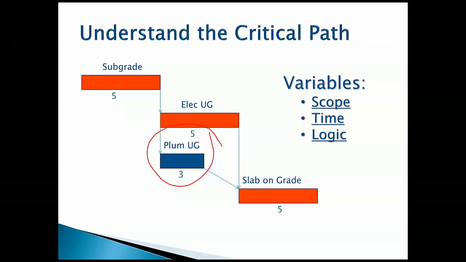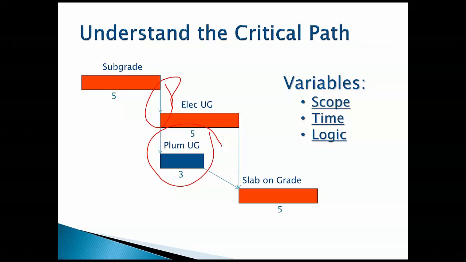The way the critical path model works, and I'm giving you this information because it will help you as we start looking at reviewing schedules, there's really 3 variables in a critical path schedule. There's scope, time, and logic, right? Your simple bar chart has scope and time, but the critical path schedule has logic. So it shows these relationships here from one activity to the next.